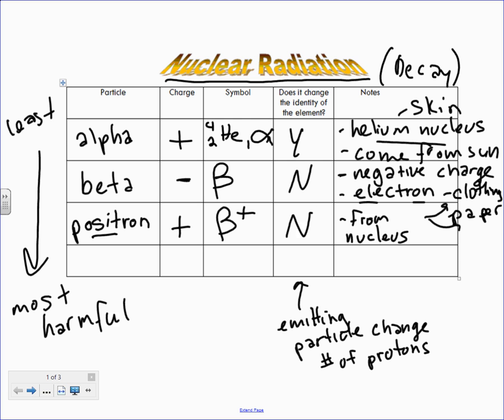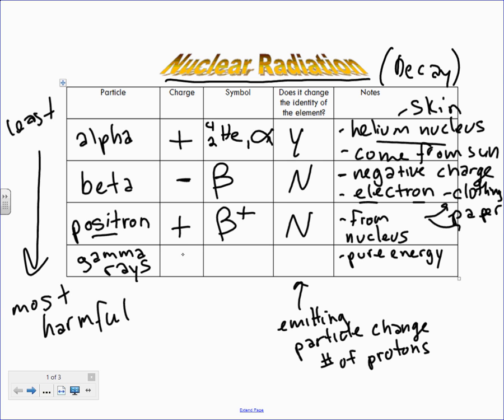The final one that we're going to look at is the most harmful, and if you're a comic book nerd like me, this one shows up a lot. The last one is gamma radiation, and technically this is not even a particle. We're going to say gamma rays. This doesn't have a mass, it doesn't have a charge. This is pure energy, and that is what makes it so dangerous. This can pass through your skin, it can pass through clothing, and it doesn't really discriminate in terms of where it travels. So gamma radiation is the most dangerous.